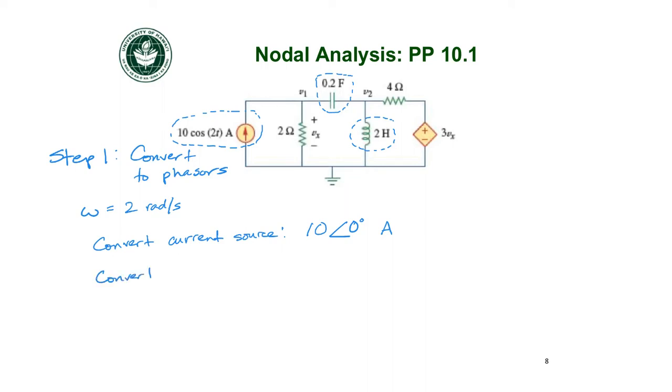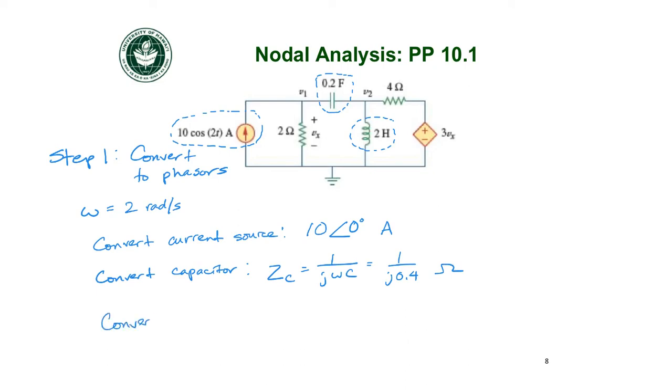Okay, now let's convert the capacitor to its impedance form. So the capacitor impedance is 1 over j omega C. C is 0.2 farads. Omega is 2 radians per second. So this is going to be 1 over j times 0.4. This will have units of ohms.